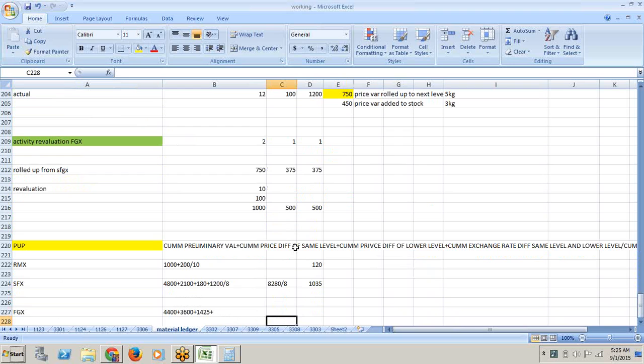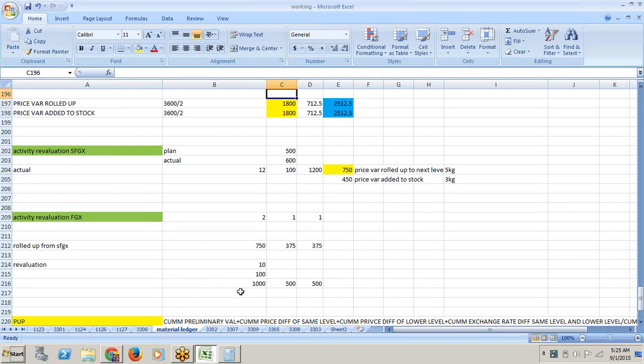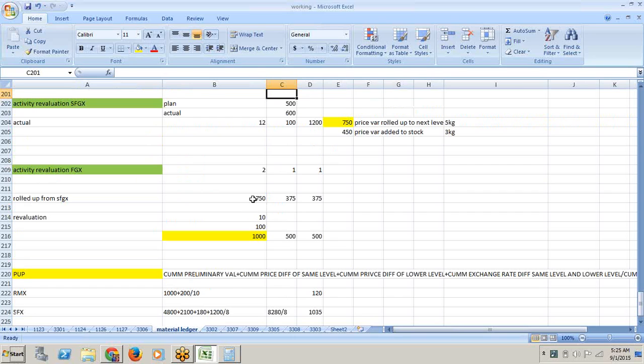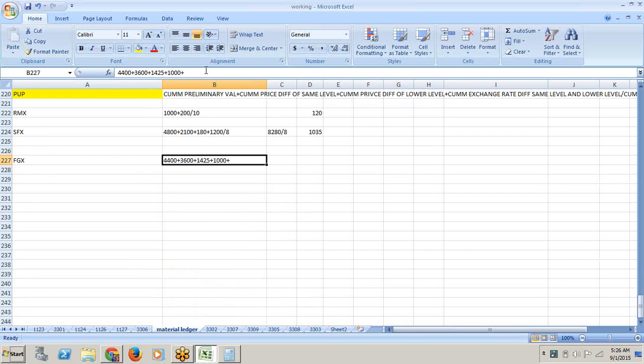In case of activity revaluation, at this level, semi-finished goods level, what is the price difference? 1000 rupees per 100 per hour, 10 hours. This is 1000 rupees for total kgs. From this hour, it is 1000. At this level, finished goods level, 1000. The same way, which is rolled up from the next level, from SFG, 750. It includes activity cost which is rolled up from the next level, material cost as well as activity cost. 750.